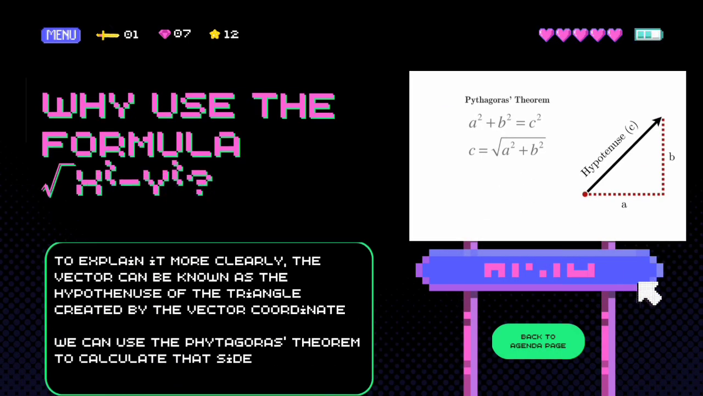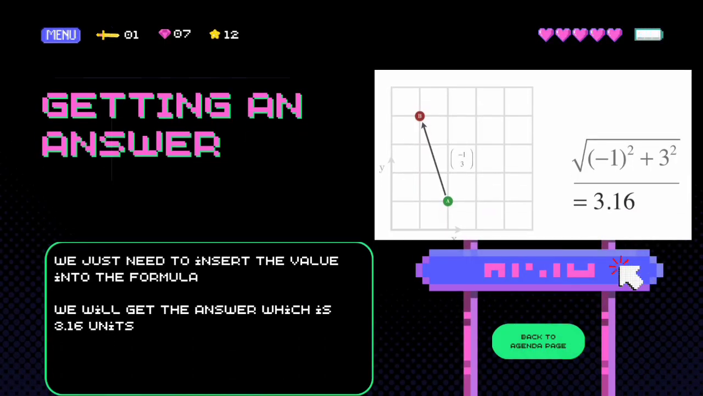To explain it more clearly, the vector can be known as the hypotenuse of the triangle created by the vector coordinates. We can then use the Pythagorean theorem to calculate that side. We just need to insert the values into the formula and then we will get the answer, which is 3.16 units.